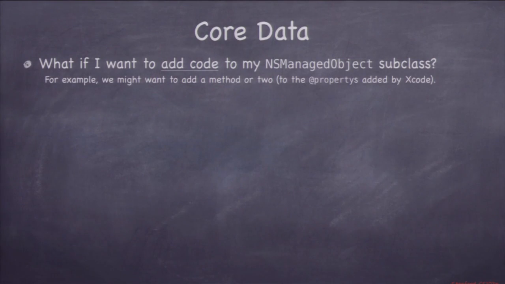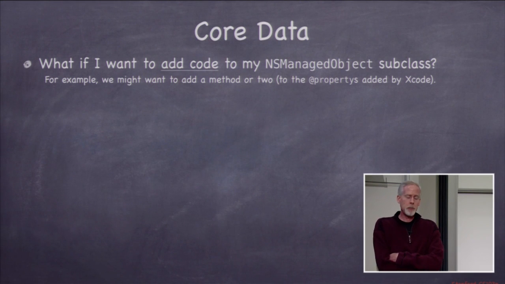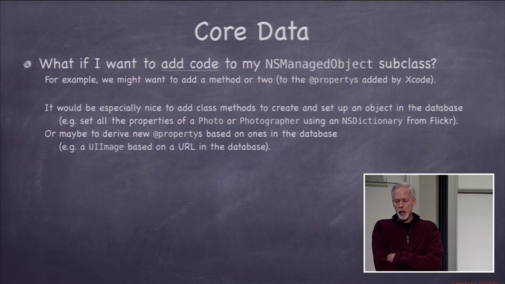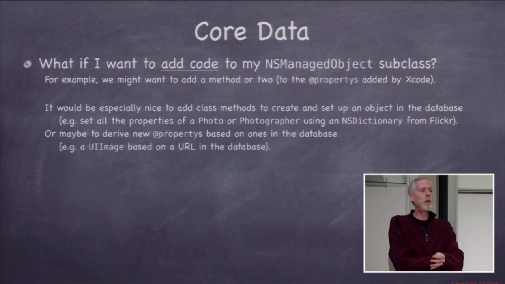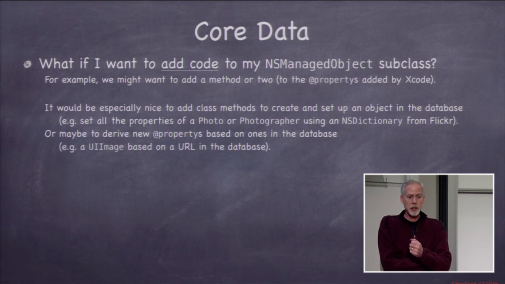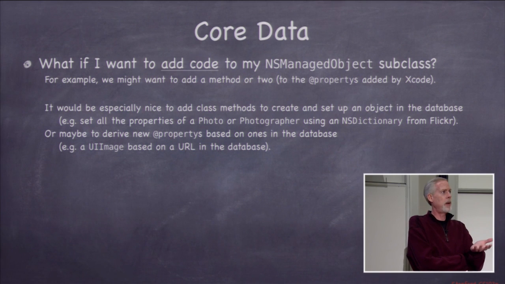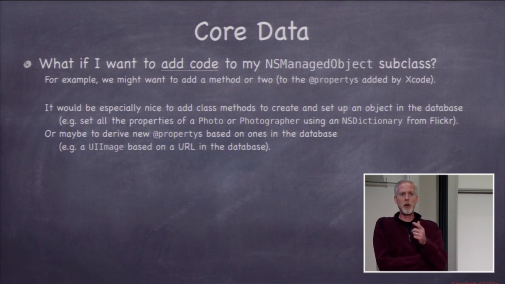What if I, though, wanted to add code to my photo or my photographer classes? I could put that code in photo.m and .h, but that would be a problem. Why would I want to do that? Let's say I wanted to add a class method to photo that took a Flickr dictionary as an argument and created a photo in the database. That would be an awfully convenient utility method to have in photo, right? I could say open square bracket photo, make a photo with this Flickr data in a context, and it could do it. So that would be cool.